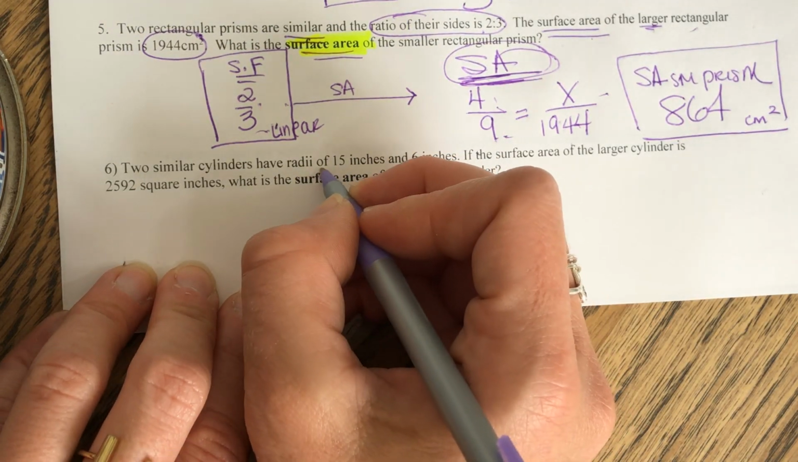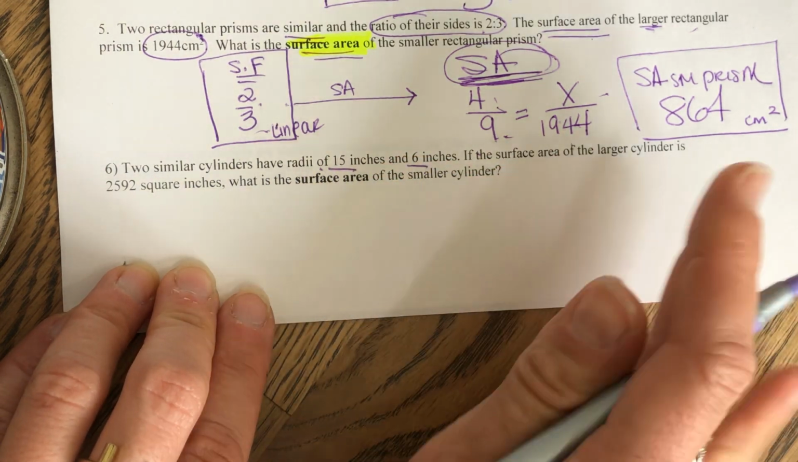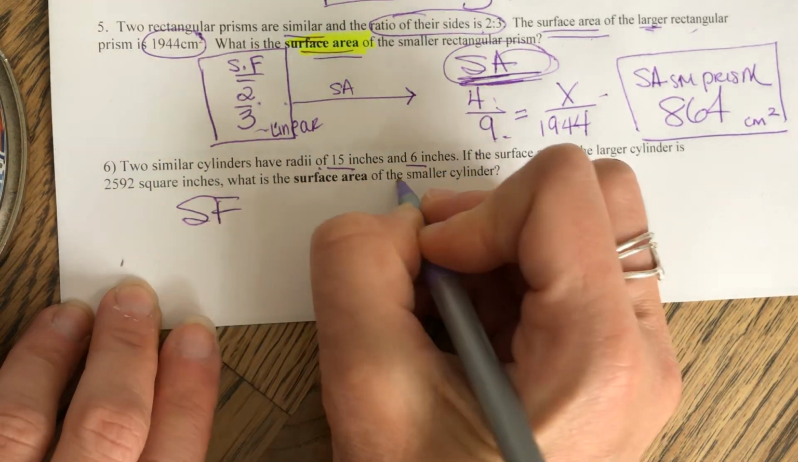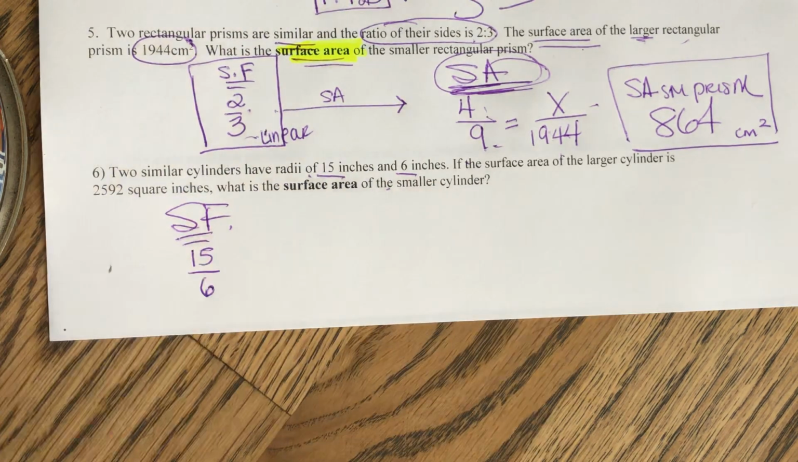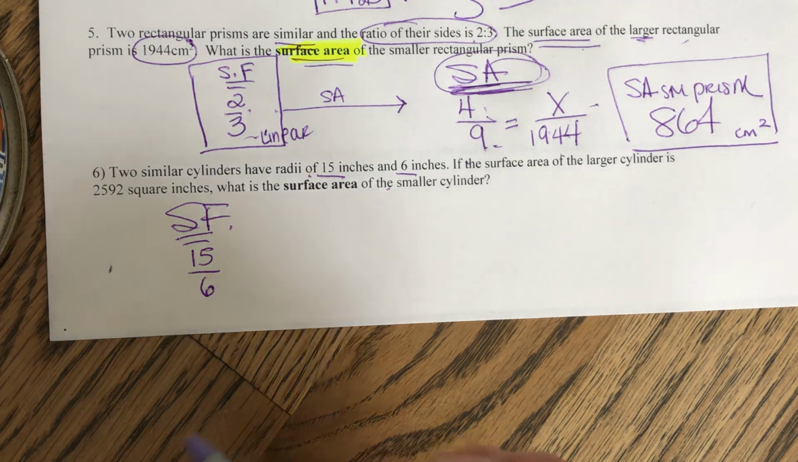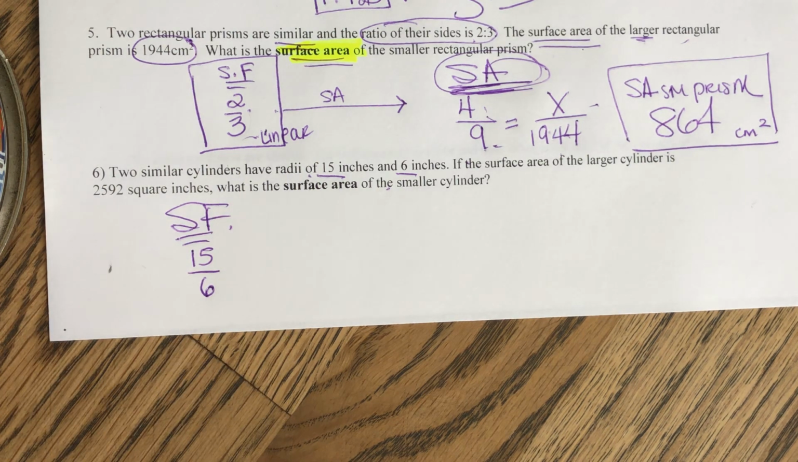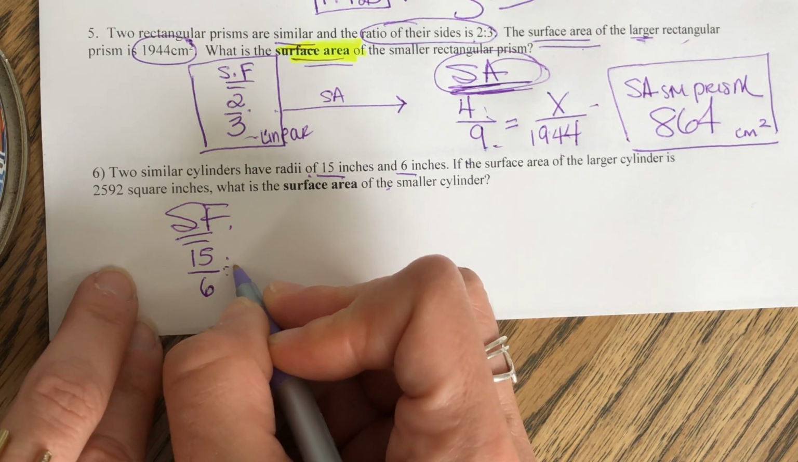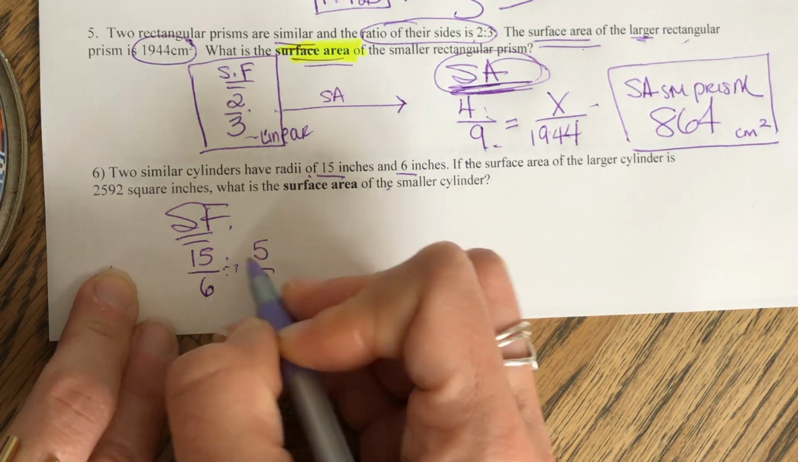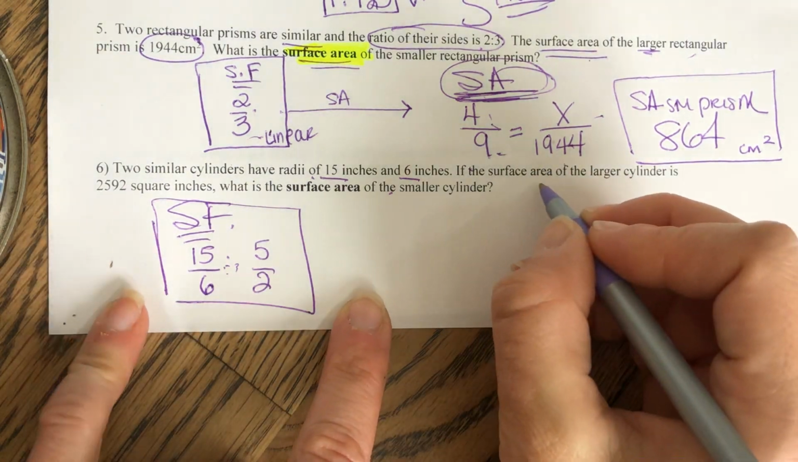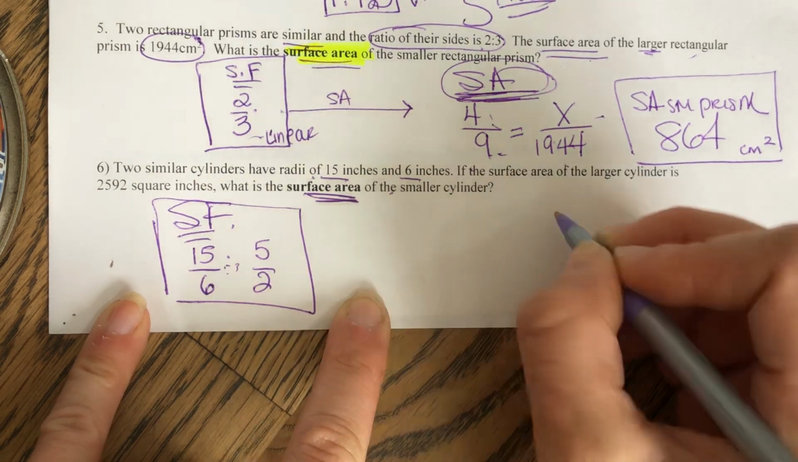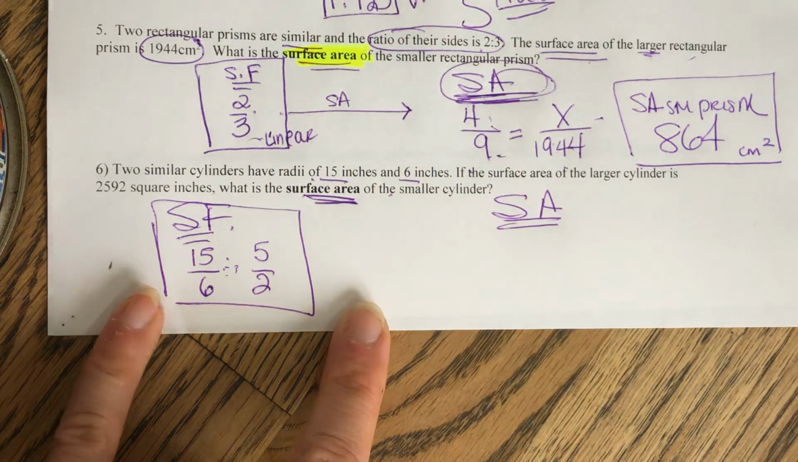Two cylinders have radii of 15 and 6. Okay, so remember, this is our linear measurements. So our scale factor, 15/6, or 6/15, it doesn't matter, whichever way you want to do it, just make it correspond. And again, everything must be simplified. So if we divide this by 3, we have 5/2. That is my scale factor. So maybe you guys should do that. What I'm doing is boxing in the original scale factor. Now, we're talking again about surface area. Maybe you should do this as well, so it's like a visual for yourself.